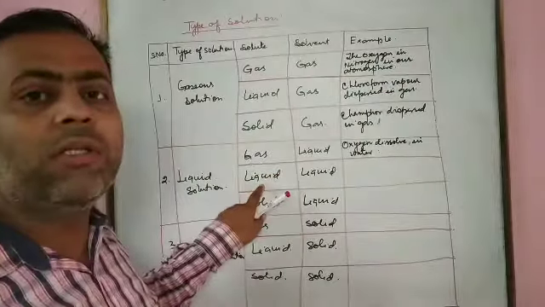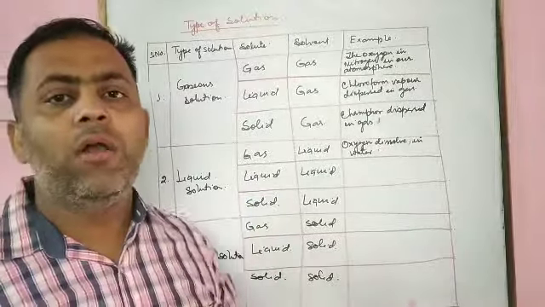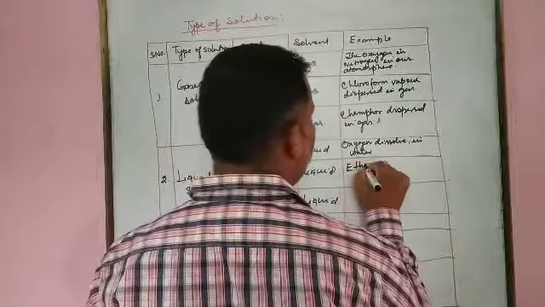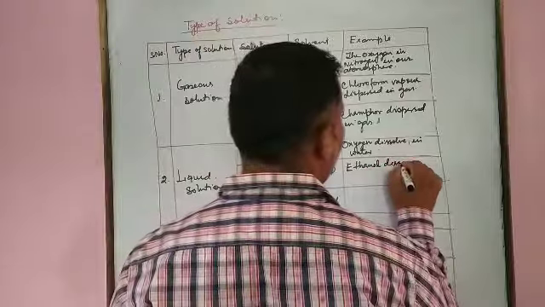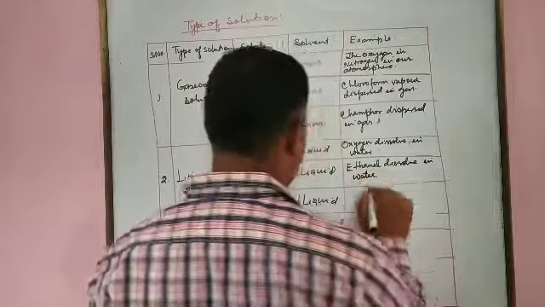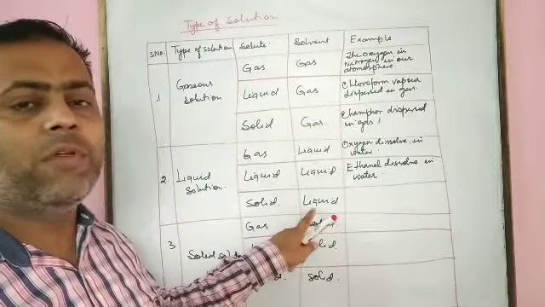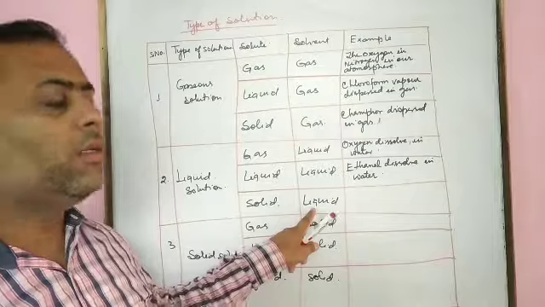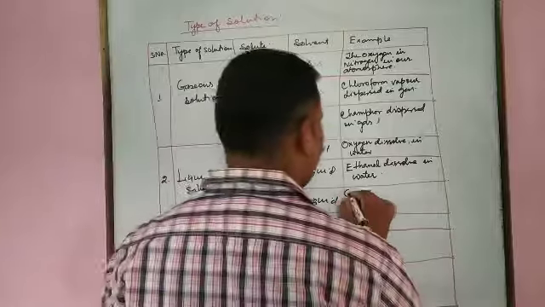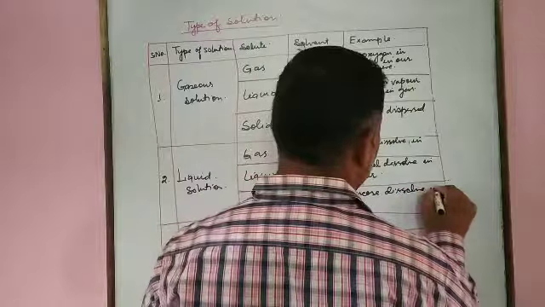The next one we will discuss is liquid in liquid. For liquid in liquid, we have the example of alcohol or ethanol dissolved in water. Ethanol dissolved in water. Next one, solid in liquid. We have a good example which I have discussed, that is sugar dissolved in water or glucose dissolved in water.